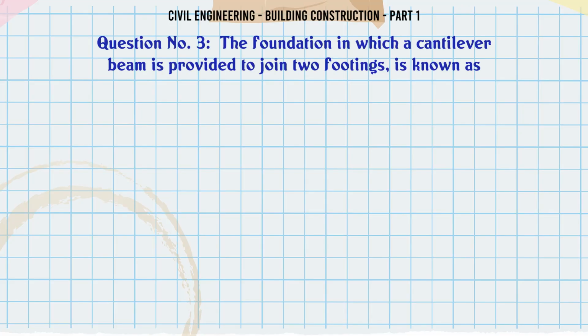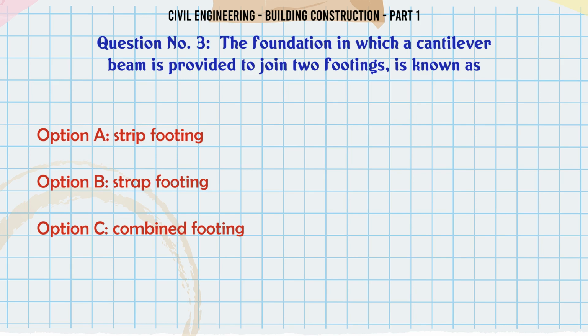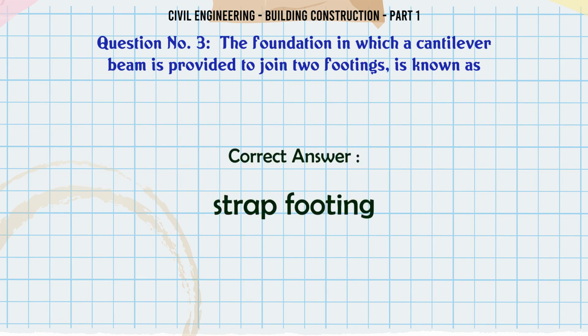The foundation in which a cantilever beam is provided to join two footings is known as A. Strip footing. B. Strap footing. C. Combined footing. D. Raft footing. The correct answer is strap footing.